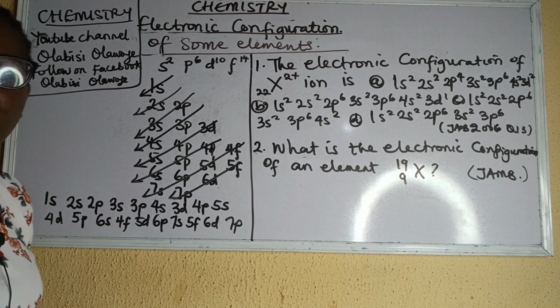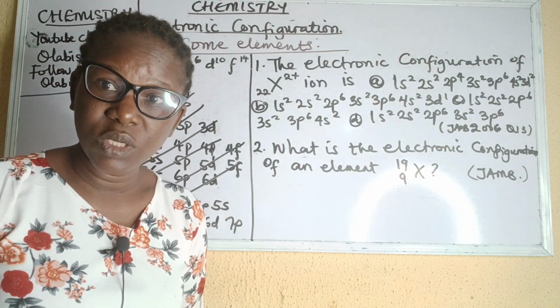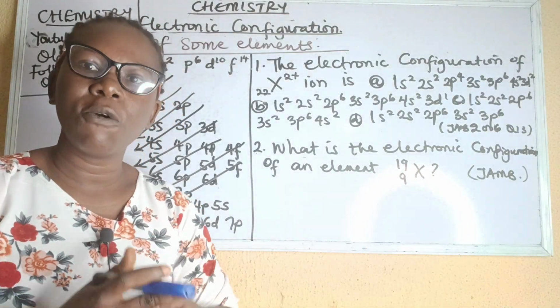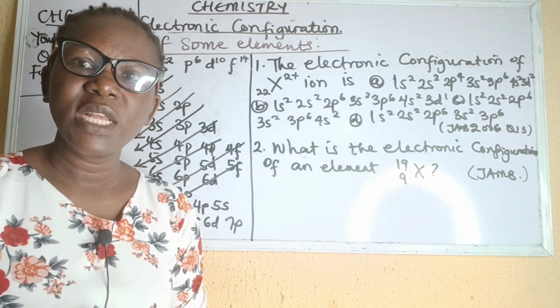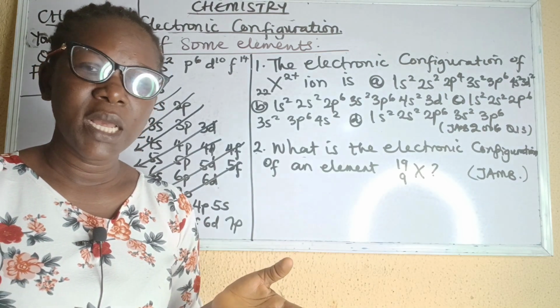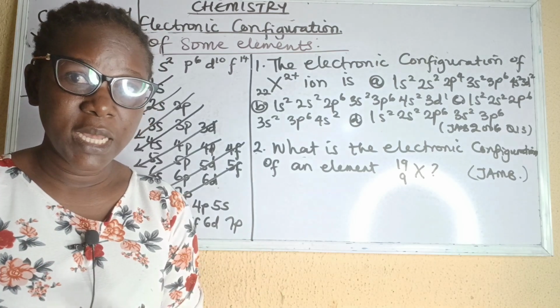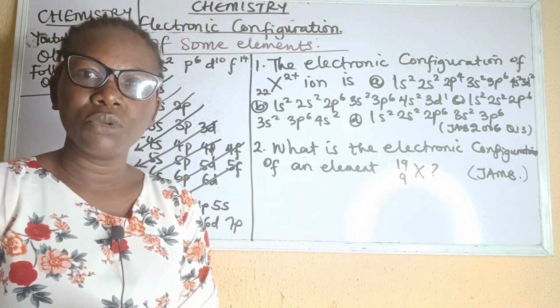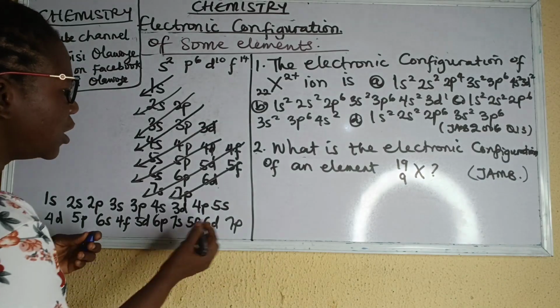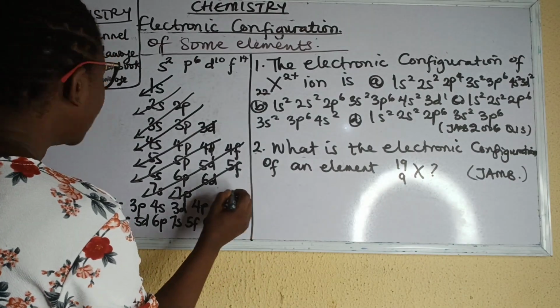Now, to write the electronic configuration of oxygen, for instance, which has an atomic number of 8, if you have issues with writing the atomic number of elements, you need to memorize the atomic number of elements. You can check my video on YouTube for that. So for oxygen, that is 8.